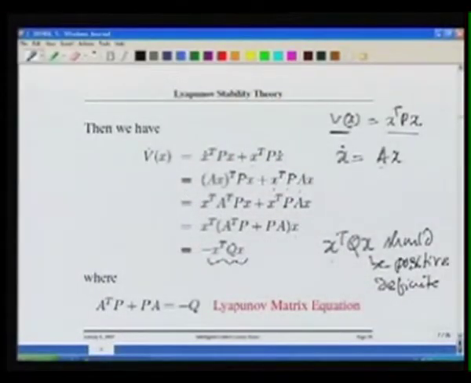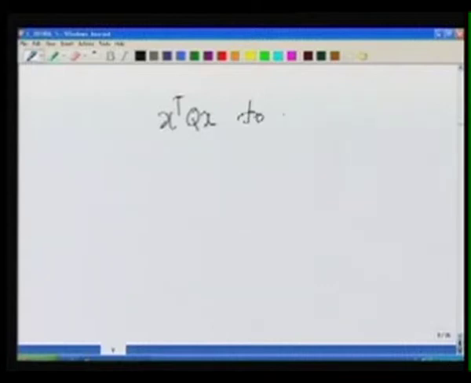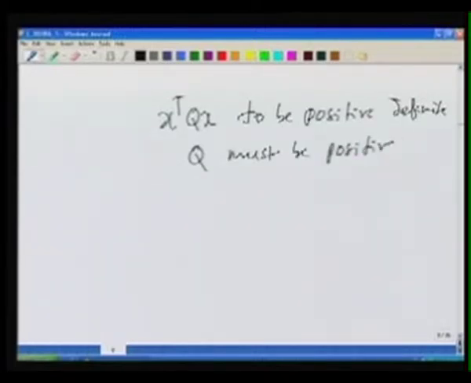So, then what is the condition? If it is stable, then this should be positive definite. If x transpose Q x is positive definite, the definition of a quadratic function to be positive definite is that Q should be positive definite. Let me write here that for x transpose Q x to be positive definite, Q must be positive definite.